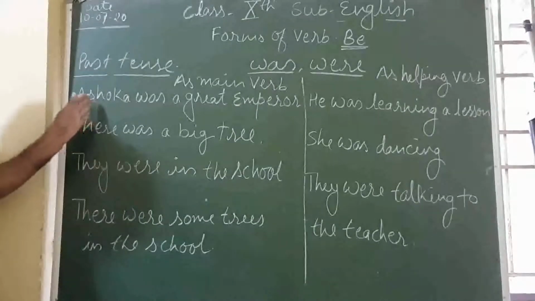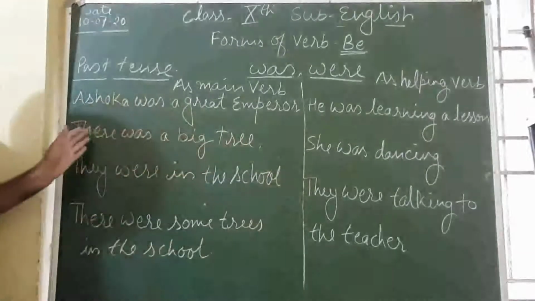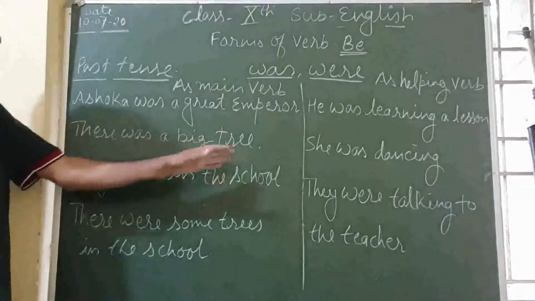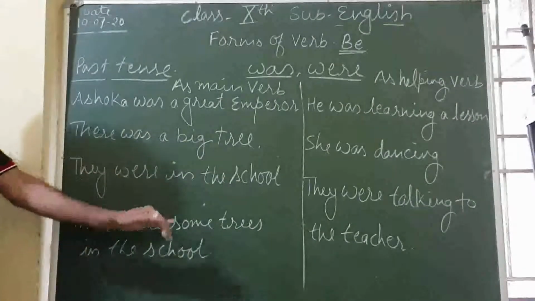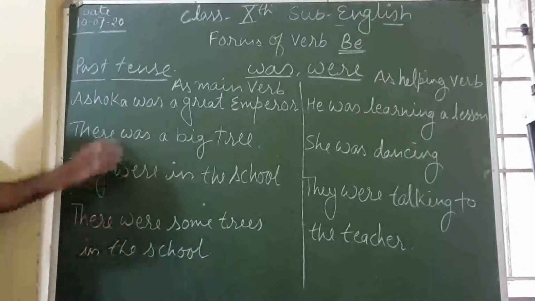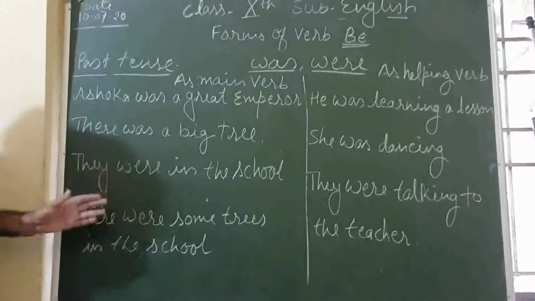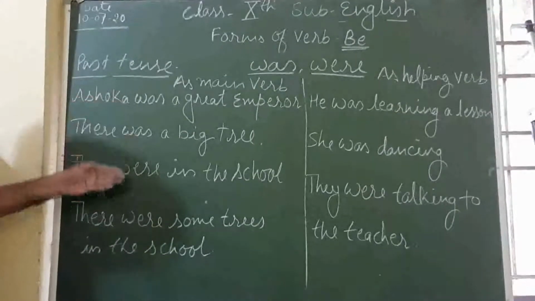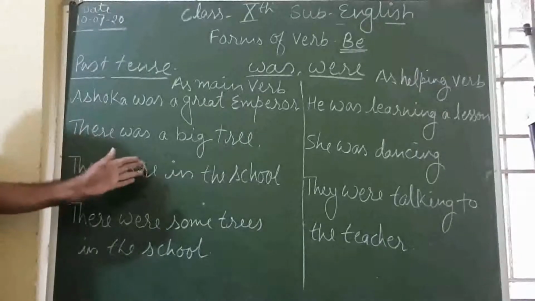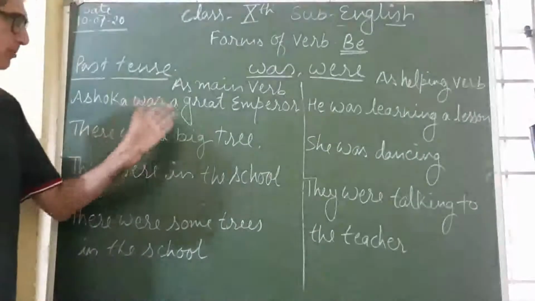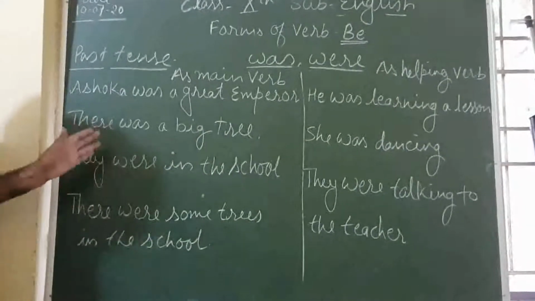The first sentence, Ashoka was a great emperor. There was a big tree. They were in the school. There were some trees in the school. So, was and were. In these sentences, you can see that was and were are used as main verb. In these sentences, you can see there is no other main verb used.